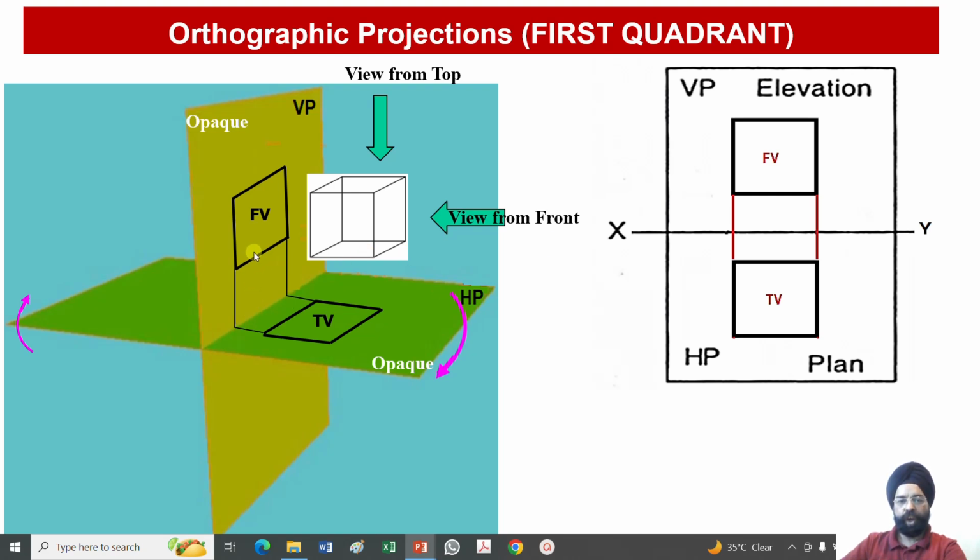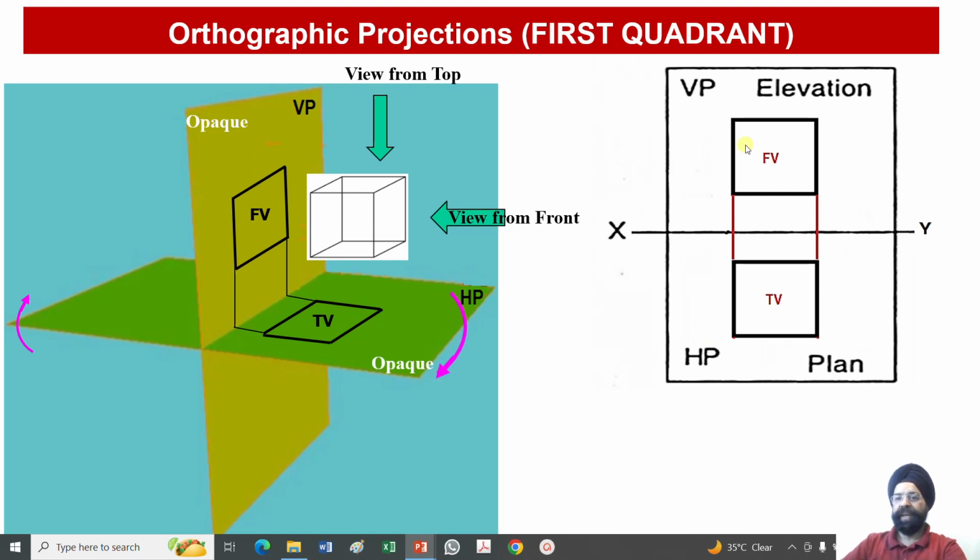So the distance of the object above the xy line will give me this square. And the distance of the object in front of the vertical plane will give me this distance. So this distance is equal to the distance in front of VP. This distance is the distance of this object above the horizontal plane. So I have been able to obtain both of these views, that is the front view on the vertical plane, the elevation, and my top view or the plan onto the horizontal plane, in a single piece of paper, that is in a single plane. How is it possible? Because of this rotation.